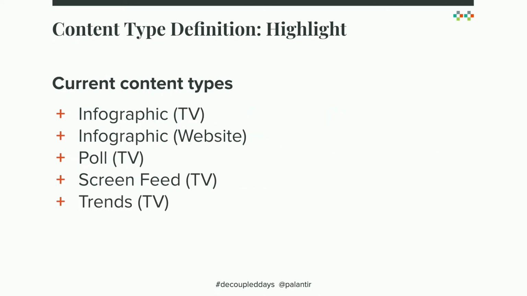This replaced these five content types, among other ones probably. They had infographics currently that were displayed on some of the TV devices. They had infographics on the website, which were separate but very similar. They had polls, which were basically static summaries of polls. They had something called screen feeds and something called trends. These were across a bunch of different devices, but they served a similar purpose. And that was the case for the other ones as well.